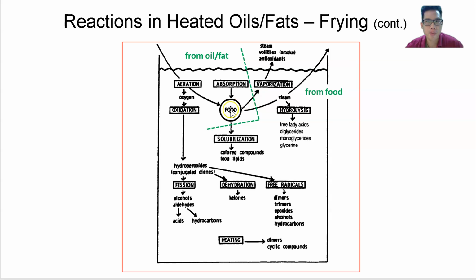Because the food also contains moisture, it will vaporize. Of course the water will evaporate, and the water will lead to hydrolysis of your fats as well, which is basically the deep frying oil. Again, the hydrolysis can be good or bad, because it can cause the formation of free fatty acids. Free fatty acid is actually something not good, because free fatty acids can sometimes be pungent and smelly as well.